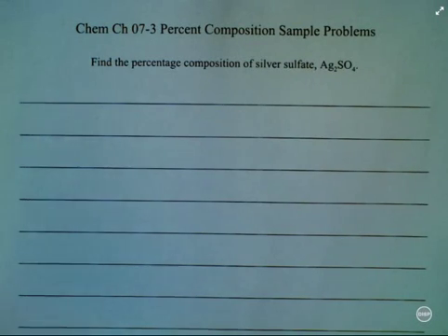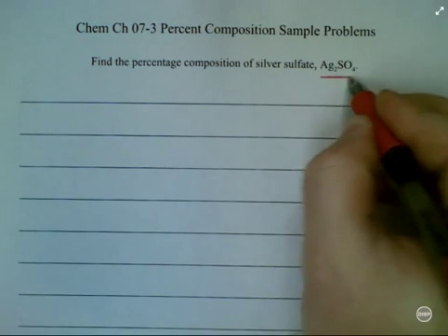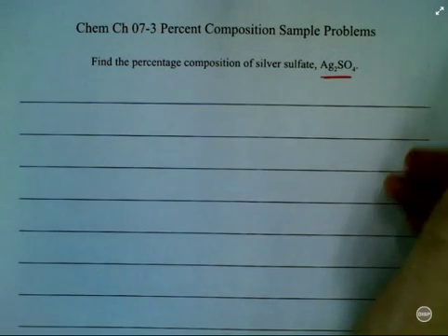Alright, chemistry, this is another sample problem coming at you from chapter 7, section 3. In this sample problem, we're going to be calculating percent composition of silver sulfate. Again, we are going to need to calculate the molar mass of the substance.